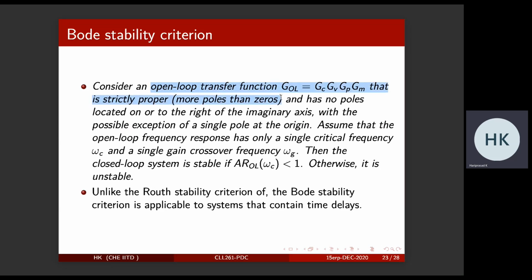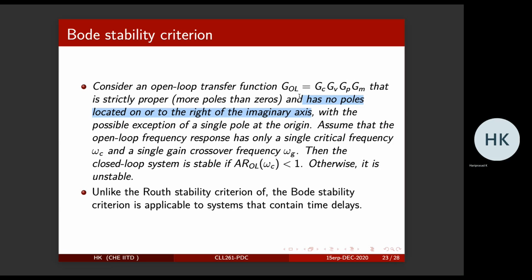Consider an open loop transfer function, which has to be strictly proper. That is the first check we have to do. The number of poles should be more than zeros, and it has no pole located to the right of the imaginary axis. This you will be able to identify very quickly.